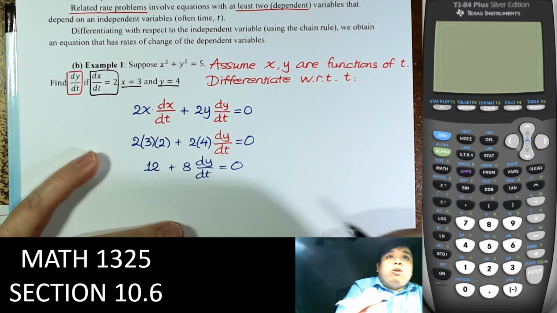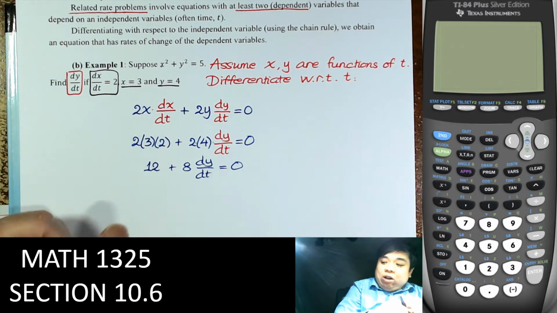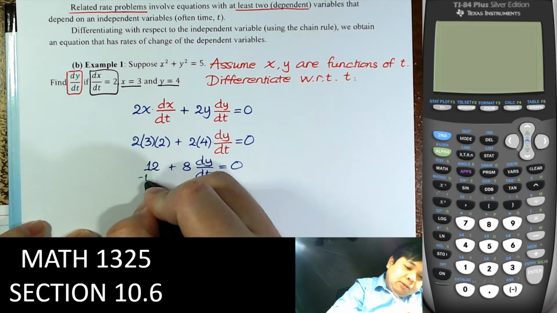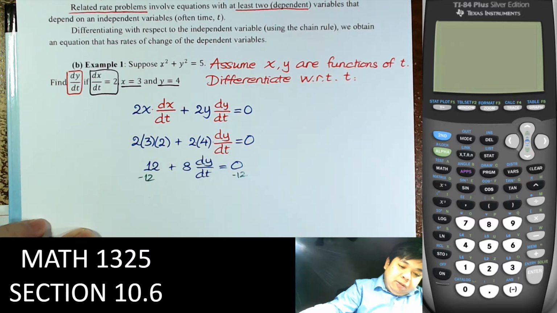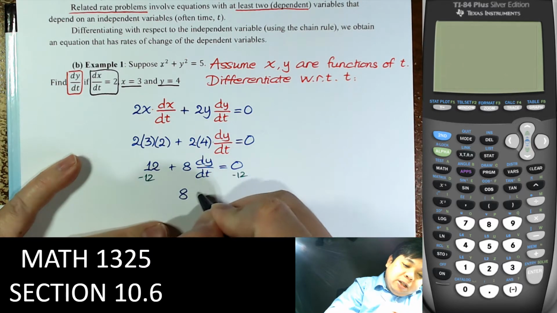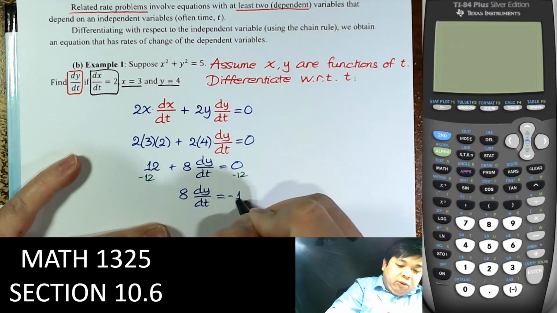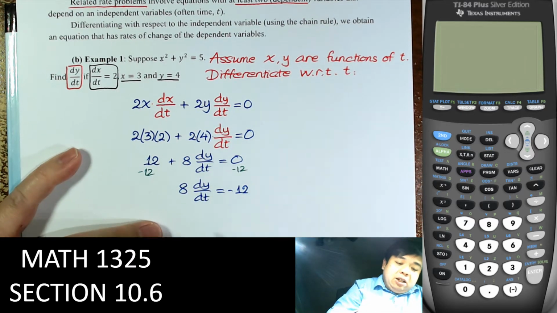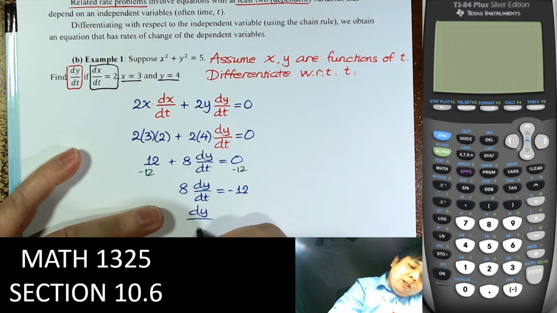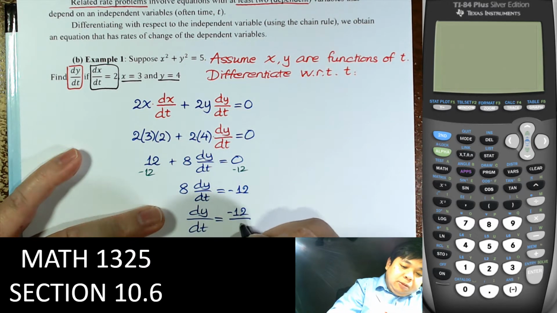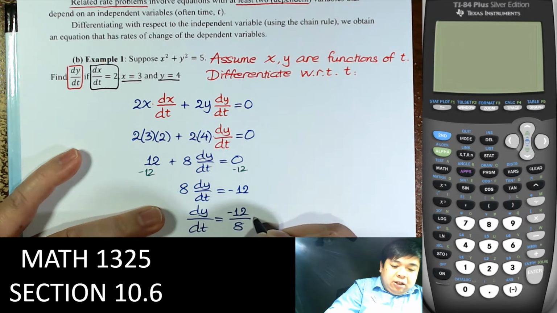Now we just solve for dy over dt easily. Subtract 12 and divide by 8. So 8 dy over dt equals negative 12, and then divide by 8 on both sides. They cancel out, and we have negative 3 over 2.